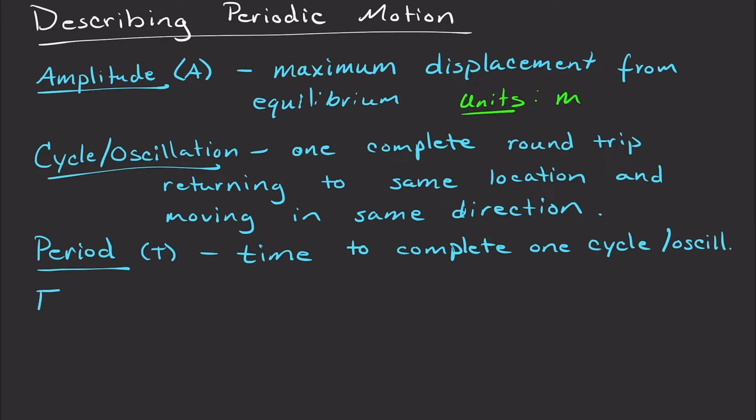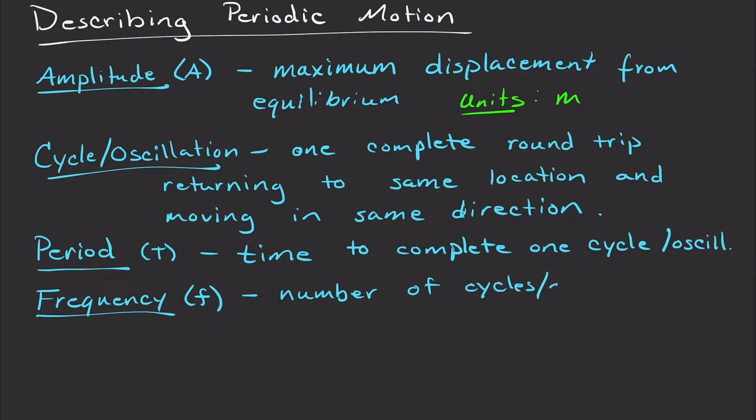Okay, and then we have the frequency. So we have two more. Frequency, we'll give this the letter lowercase f, kind of like friction, but without a subscript. But you should be able to tell it's frequency from context. And it will be the number of cycles or oscillations per unit time. So how many times did it oscillate in a given amount of time?